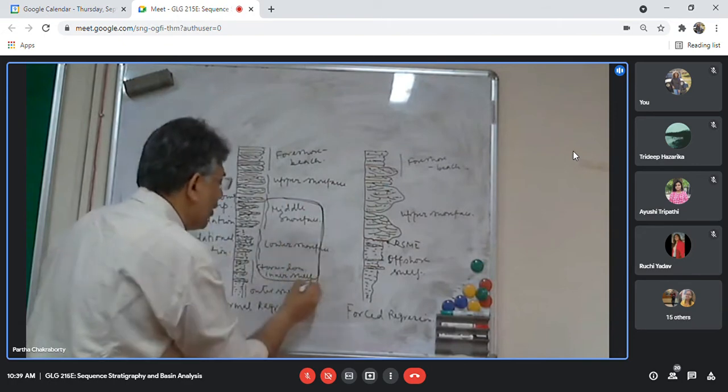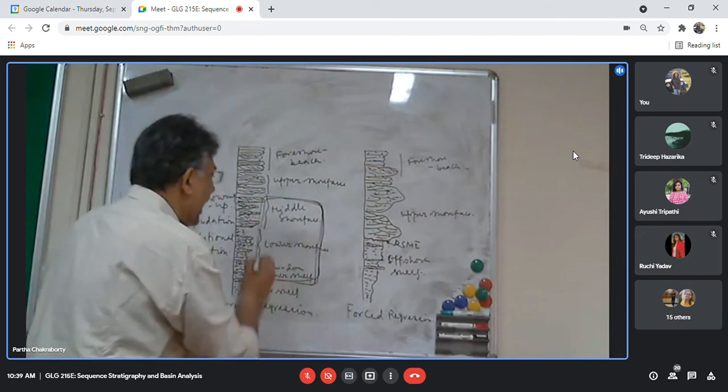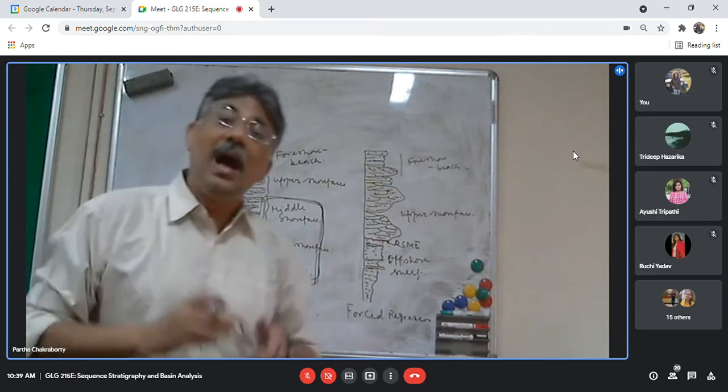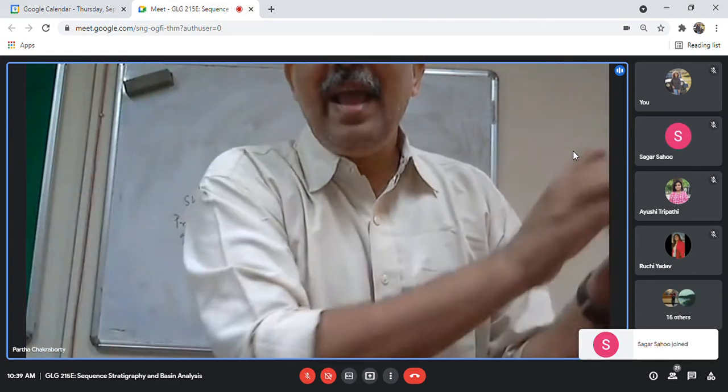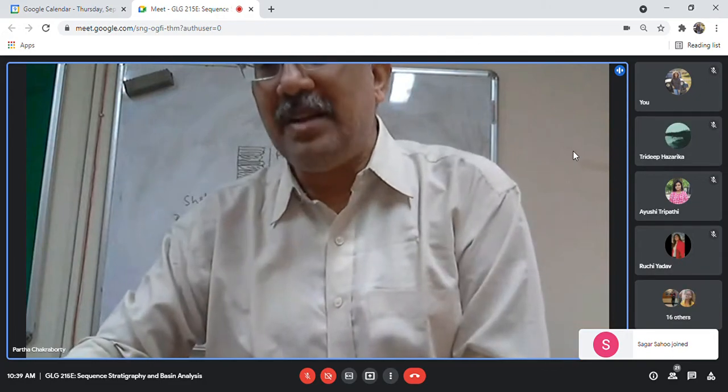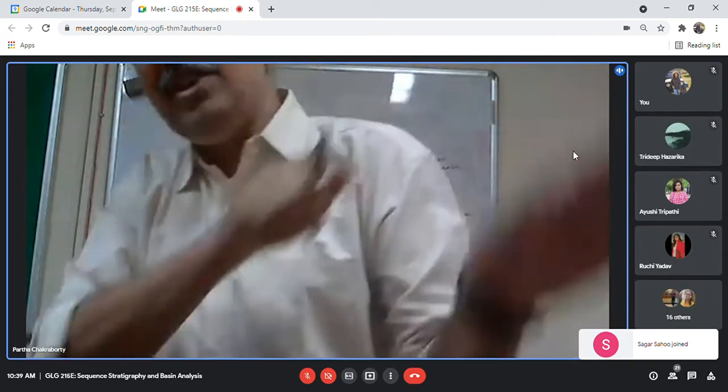This is gone. This is not present. Where did all this go? Because the base level has fallen, and the foreshore has advanced, and it has eroded. The RSME has eroded all these products.